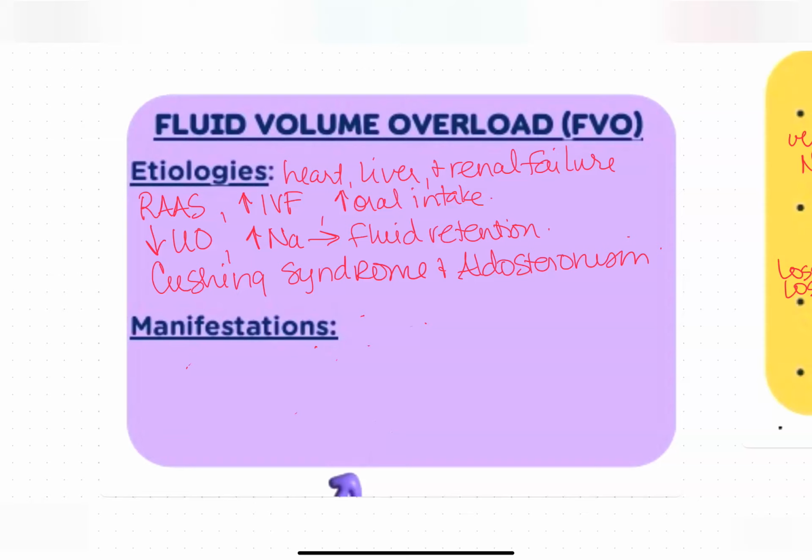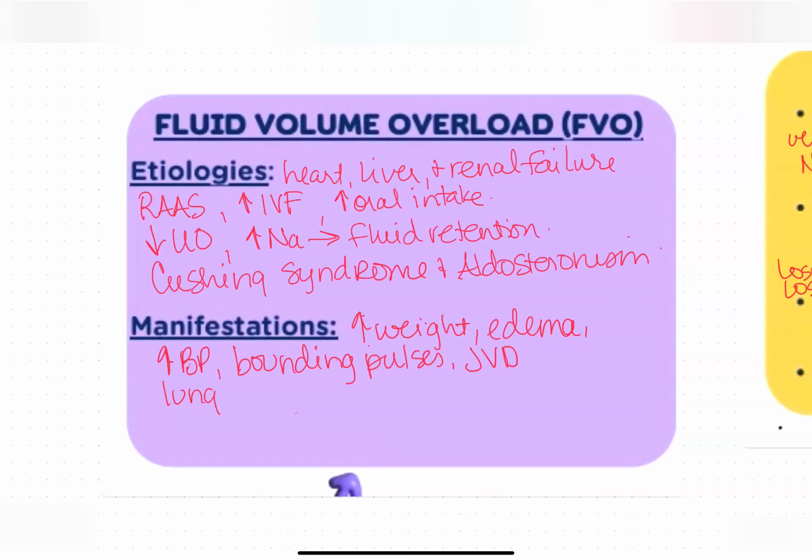Manifestations of fluid volume overload include increased weight, edema, increase in blood pressure, maybe bounding or very strong pulses. We may see JVD or venous distension. We can see lung congestion, crackles, shortness of breath, and even orthopnea from pulmonary edema.